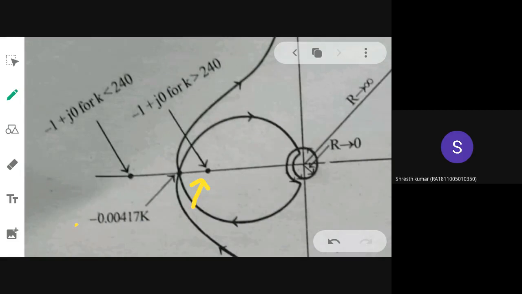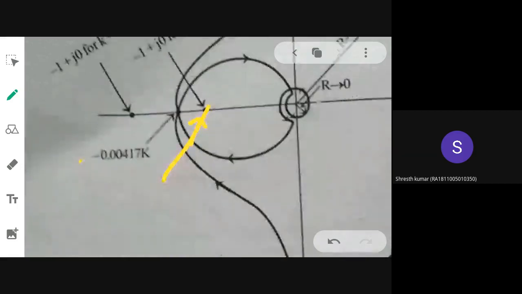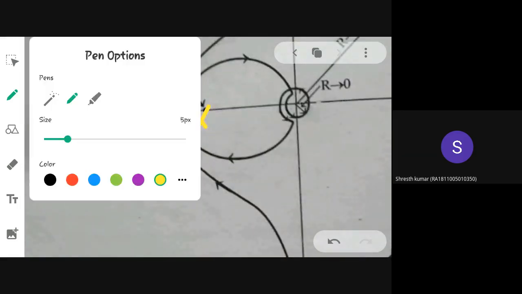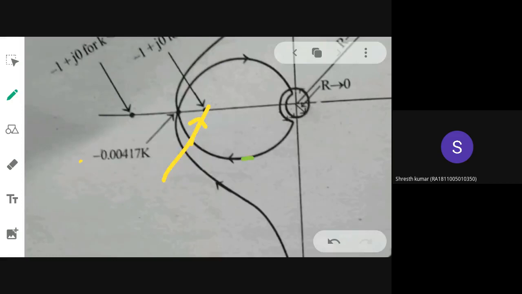Now from this you just draw a pencil line and see how many lines it cuts. There are two lines that it's cutting. This is the first one, which is in clockwise direction. This is the second one, again in clockwise direction. So whenever you have a clockwise encirclement, directly you should tell that the system is unstable.